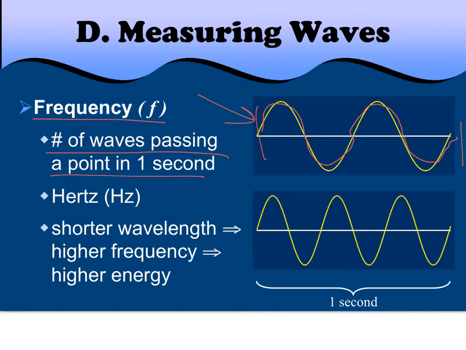And you look at the bottom wave and you have more waves. 1, 2, 3 full waves that pass by. And so the bottom example has a higher frequency. But notice also that the distance from crest to crest, which is the wavelength, is shorter in a higher frequency wave.